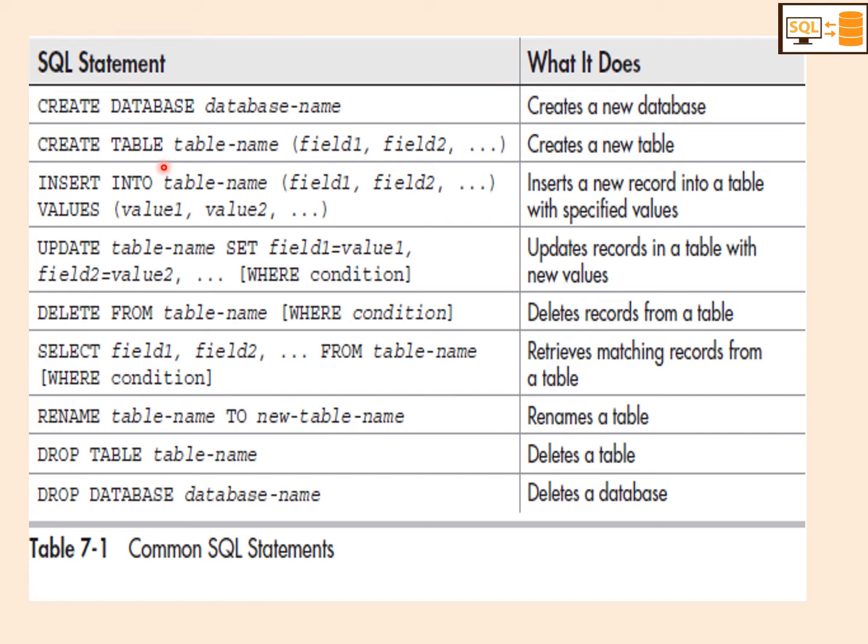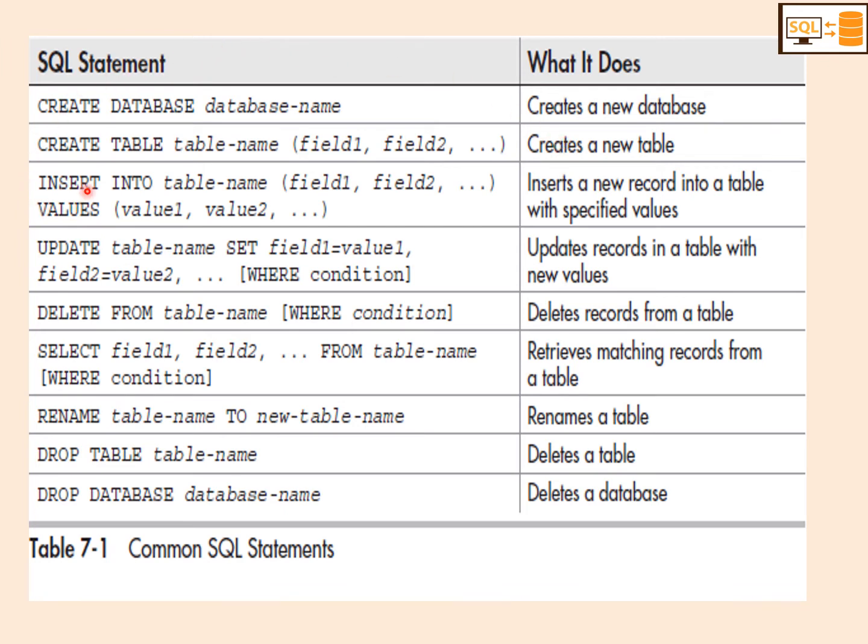Now for creating a table, or relation in DBMS, we have to specify the statement create table. Then you have to specify the table name. Then in parentheses you have to specify the field names with their data types. It is used for creating a new table.